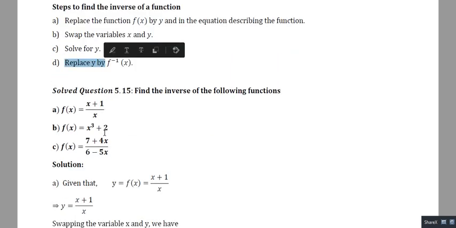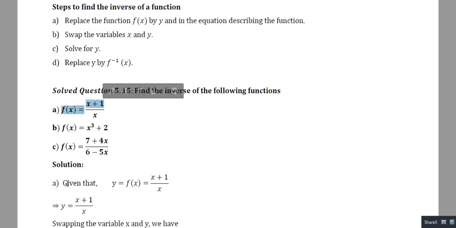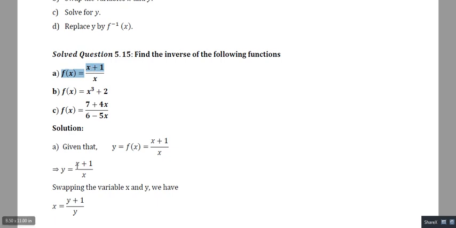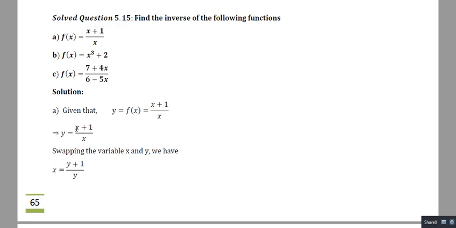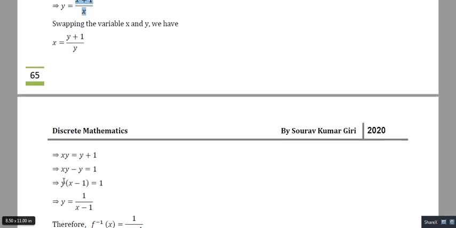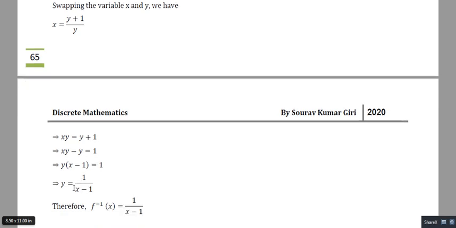For example, we can write y equal to f(x) equal to this one. Then we interchange x and y, so in place of y it will be x, and x will be replaced by y. Then solve for y. So x equals (y plus 1) by y, so xy equals y plus 1, cross multiplication. Then xy minus y equals 1, taking y common, y(x minus 1) equals 1, so y equals 1 by (x minus 1). This y is called the inverse of f(x), and that result is 1 by x minus 1. Clearly we can verify that f of f inverse x is equal to x.